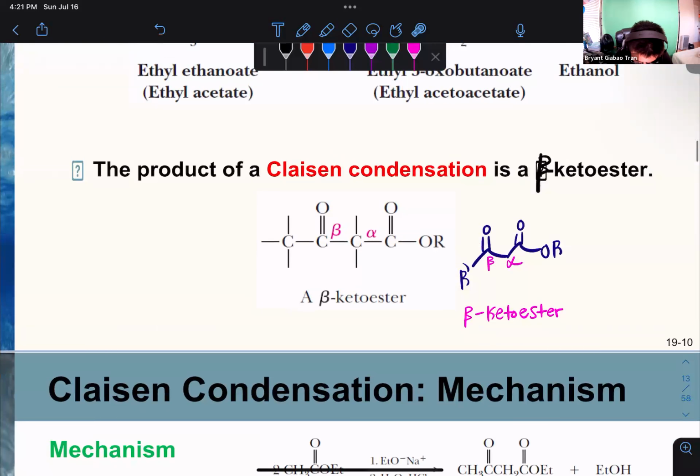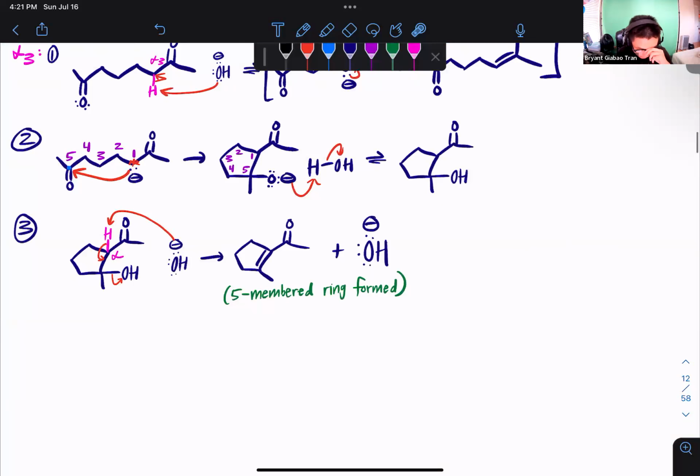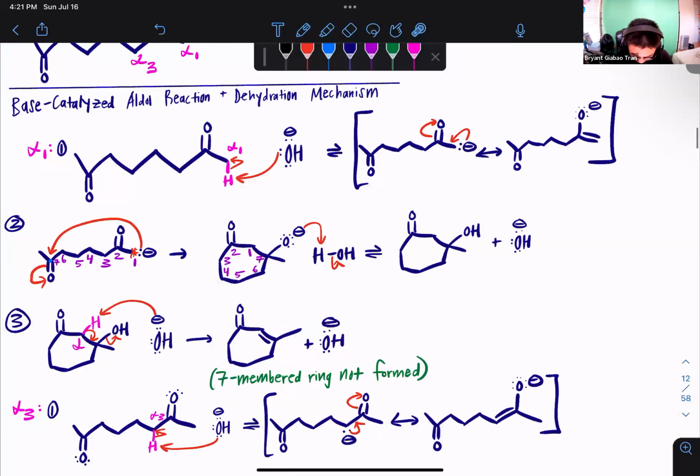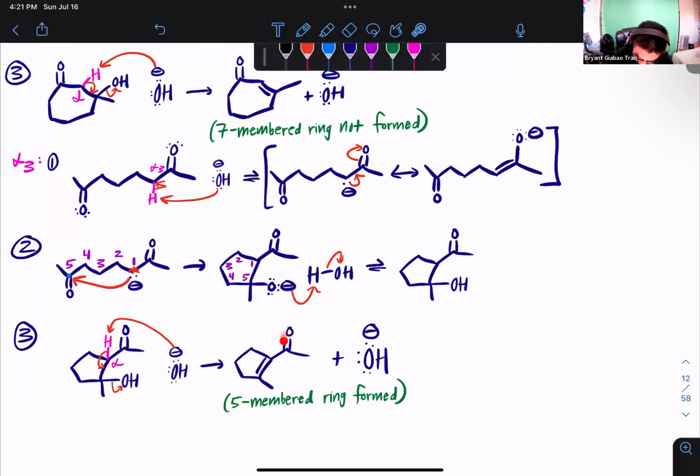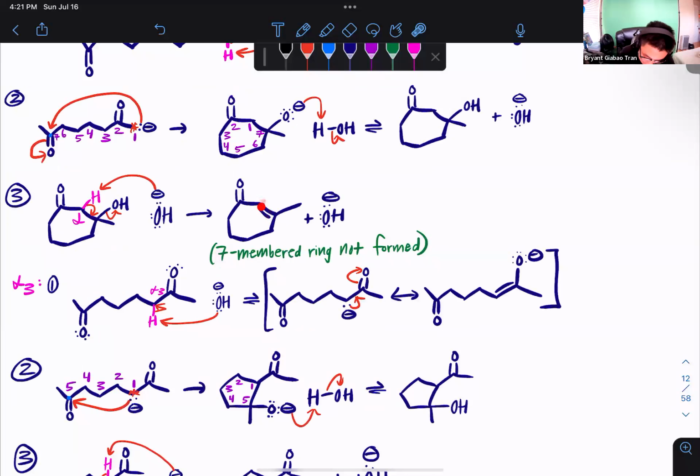Yeah. And the product of an aldol reaction or dehydration will always be this enone right here, an alkene next to a carbonyl. We see an alkene next to a carbonyl here. We also see an alkene next to a carbonyl here.